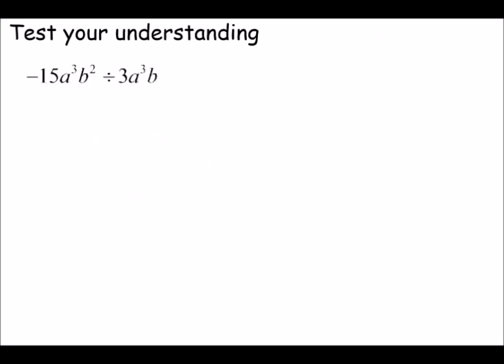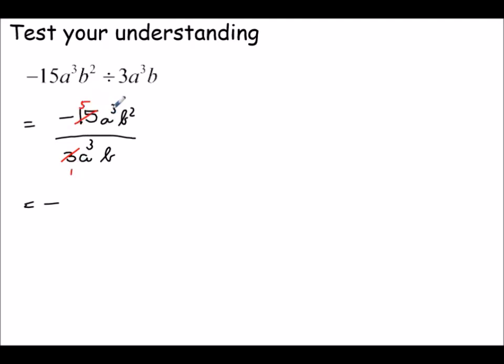Right, let's look at the test your understanding. So the first thing I'm going to do, I'm going to write it as a fraction. So I've got negative 15a cubed b squared divided by 3a cubed b. Right, the first thing I do are the signs. So a negative divided by a positive is negative. Then I'm going to deal with the numbers. 3 goes into 3 once, 3 into 15 goes 5 times.